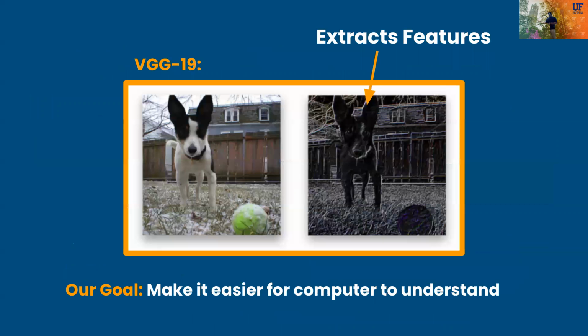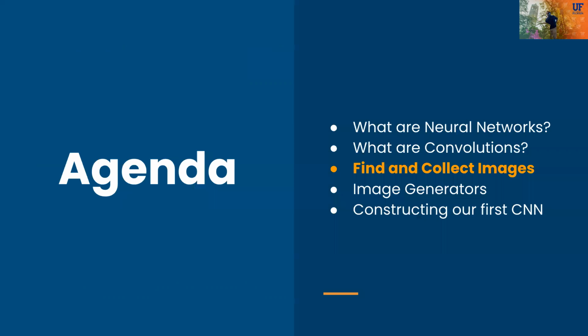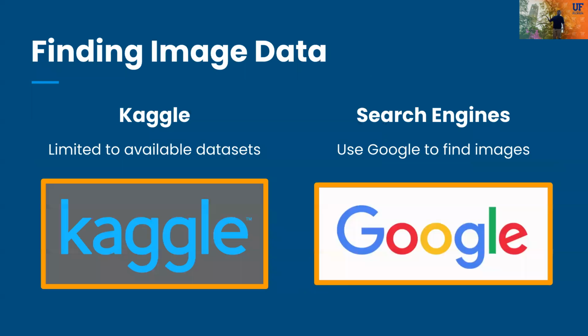Okay, so let's go down. How do you guys find and collect images? I'm a big fan of Kaggle. I go on to Kaggle all the time. I think that's what I do in my free time, going on Kaggle, looking at data sets and finding cool patterns in them. And also search engines. You can just search for dog on Google.